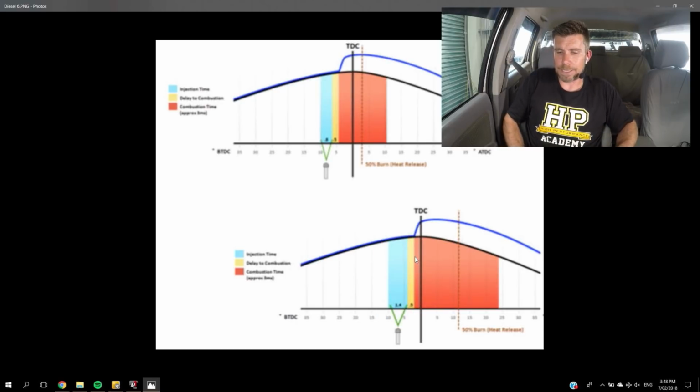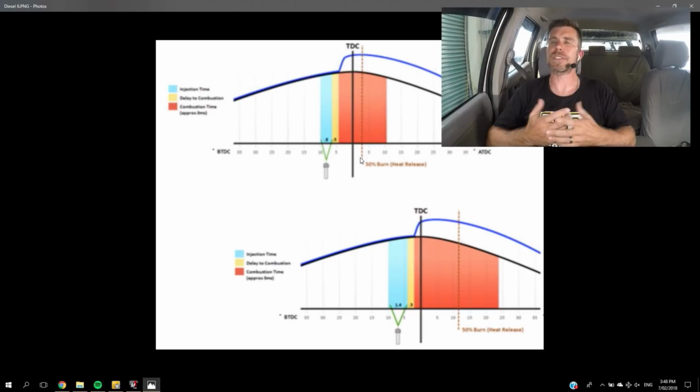So what we can see is it basically pushes everything out to the right, and what we see is now our 50% burn happens much later in the engine cycle compared to what we saw in our initial example. So this is what happens if we only make one change, which is to provide more fuel mass.